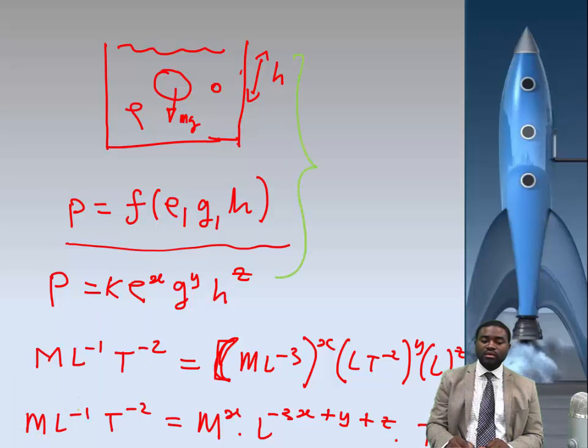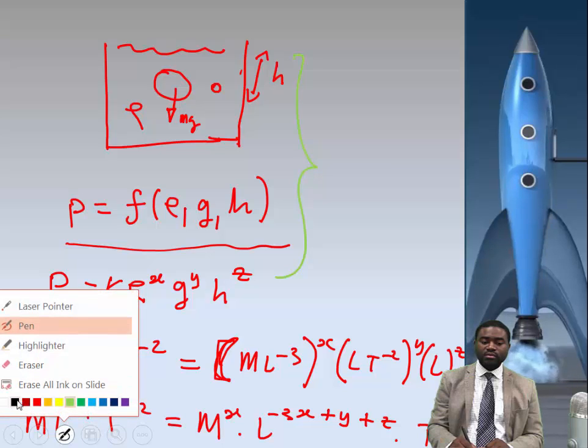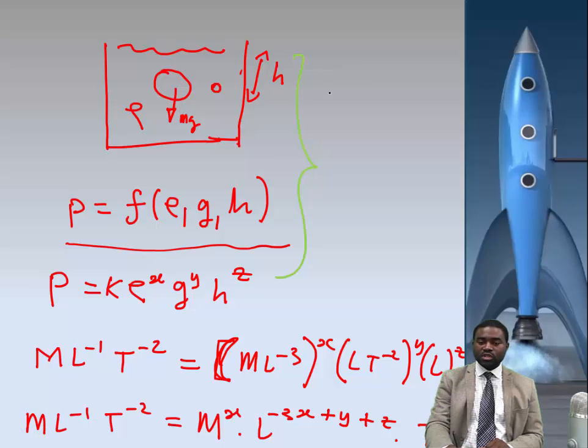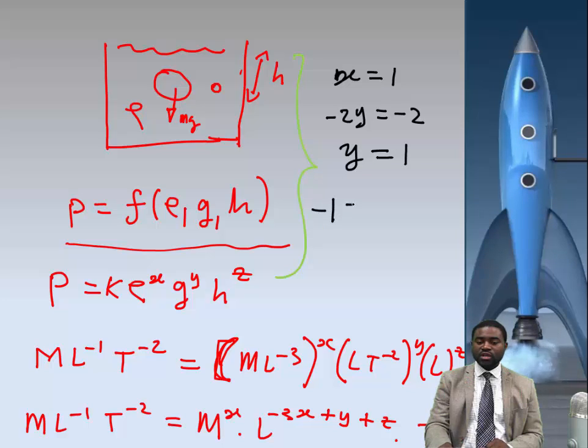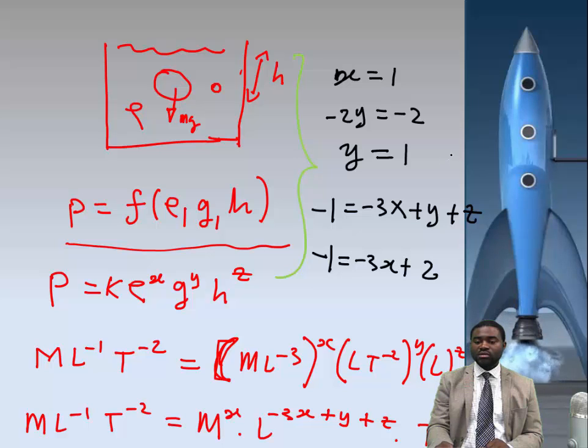I just combine, now let me use a different color. So if you look at it carefully, you will realize that x is equal to 1, negative 2y is equal to negative 2, which means that y is equal to 1. And also, negative 1 is equal to negative 3x plus y plus z, which means that negative 1 is equal to negative 3x plus 2. y is 1.